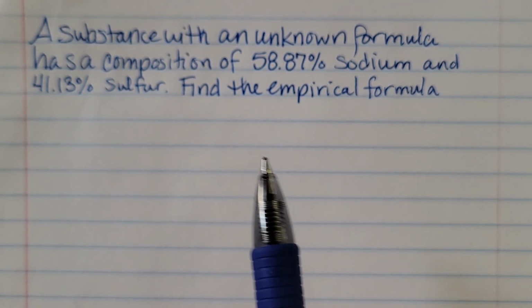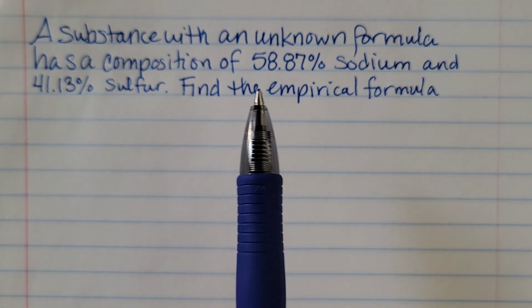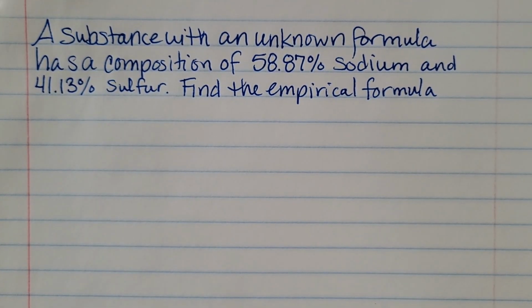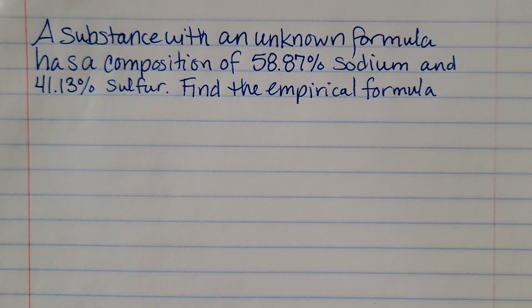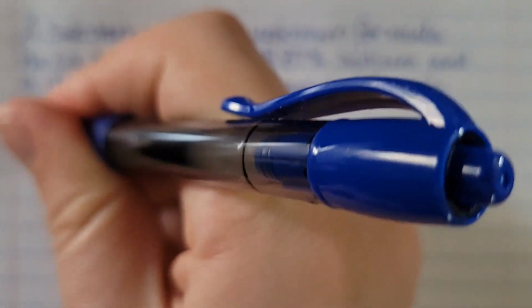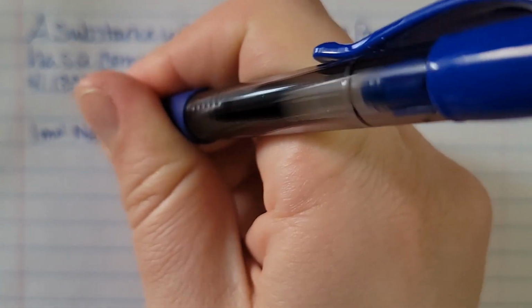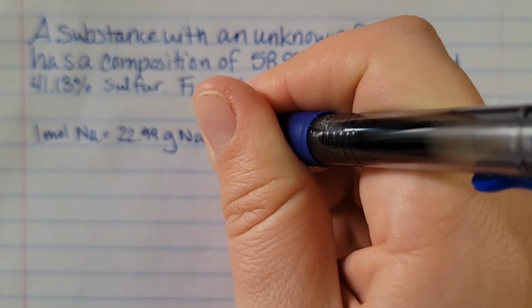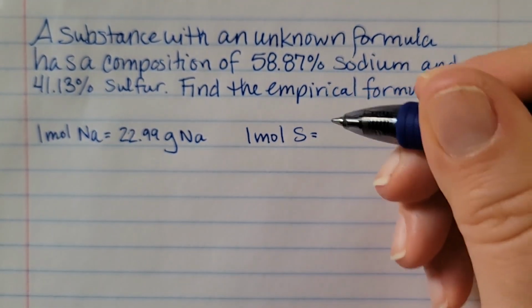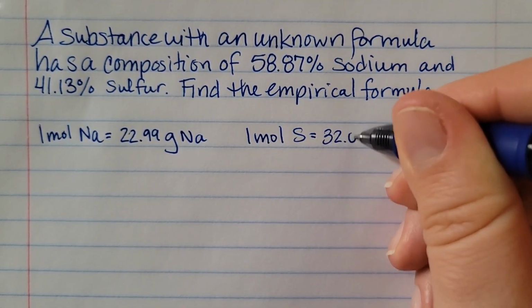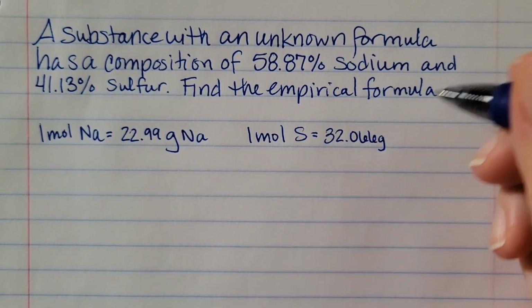So, the first thing that you need to know in order to do this, you have to be given either the percents of the composition or the mass, the composition by mass. And then the next thing that you need to do is you need to get the atomic masses of each substance. So from the periodic table, I know that 1 mole of sodium is 22.99 grams. And I know that 1 mole of sulfur is equal to 32.066 grams. That's the first item that you need.